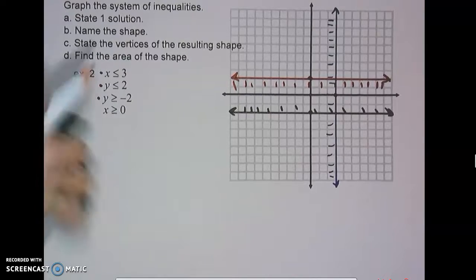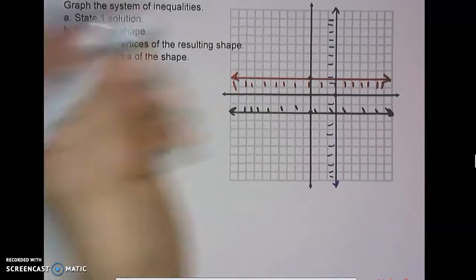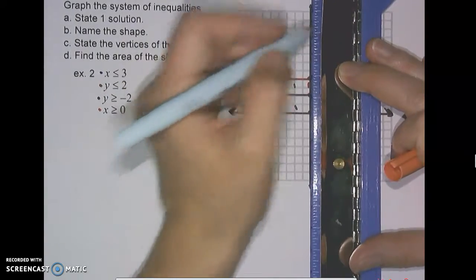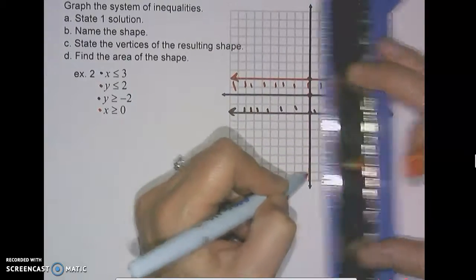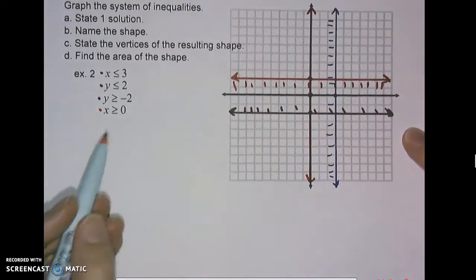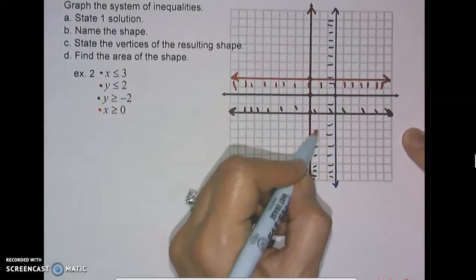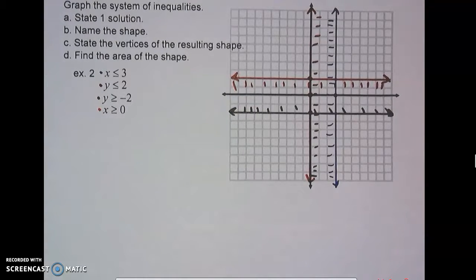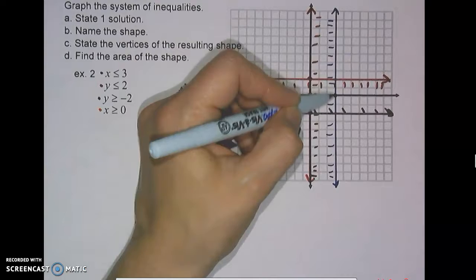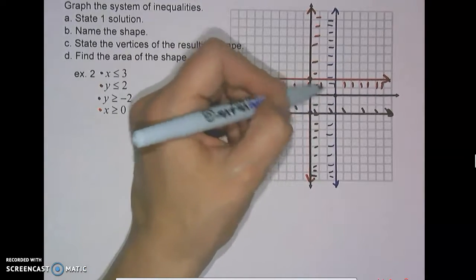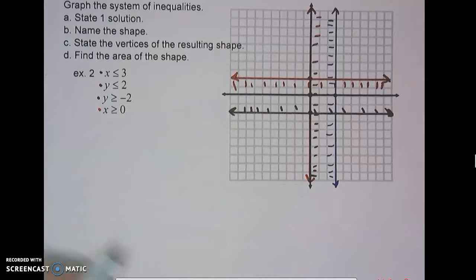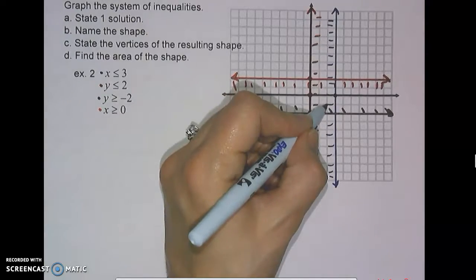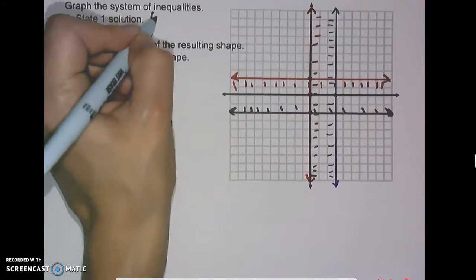And last but not least, we have x is greater than or equal to 0. So we're going to where x is 0, which is right here at the origin. And then it is going to be a vertical line. And x is greater than or equal to, so we're going to shade over here to the right. So our solution area is going to happen right here where all of those shadings cross. Okay, so naming one solution, finding a point somewhere in that area. So like this is a nice easy point. So 2, -1 is a solution to this.